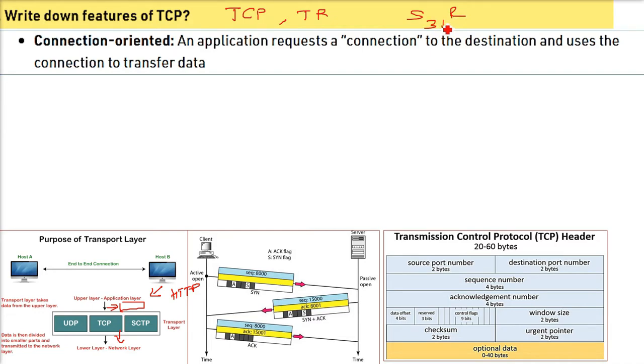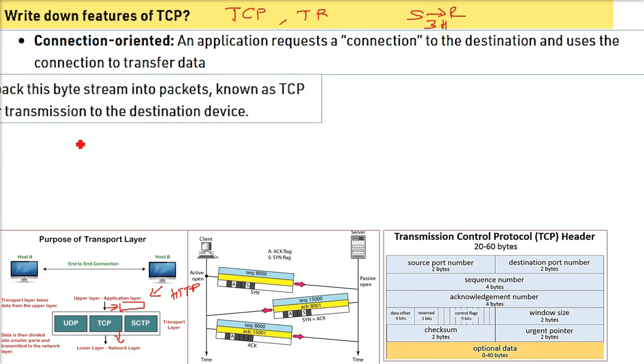Now here the TCP sender and receiver start a conversation with a three-way handshake in TCP. They will first make a connection. That is why we call it connection oriented. An application requests a connection to the destination using a handshake and then uses the connection to transfer data. This is the first feature of TCP.